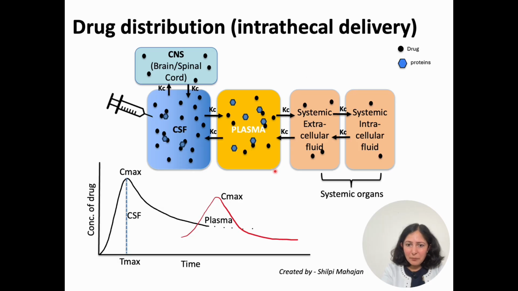In the plasma, the PK profile shows a delayed and a lower Cmax compared to the CSF. This illustrates how the route of administration and the intercompartmental transfer influences both the timing and the extent of drug exposure in the brain and the peripheral organs. One classic example is Spinraza, an antisense oligonucleotide for spinal muscular atrophy, and it's delivered intrathecally.